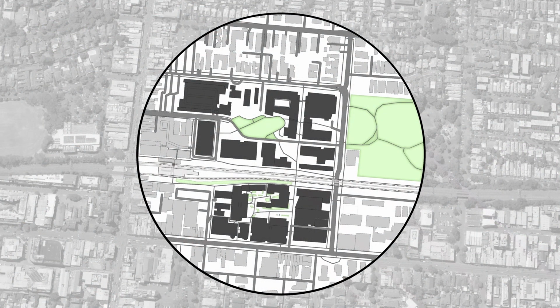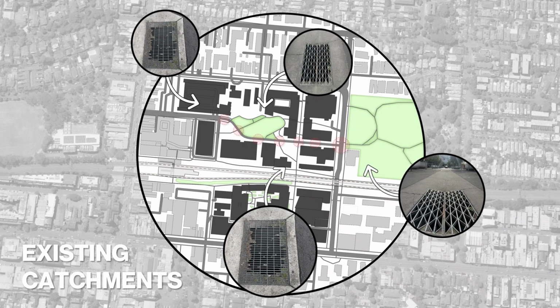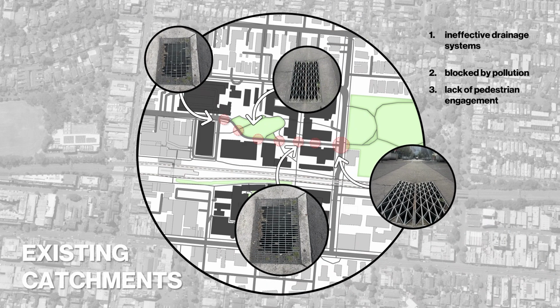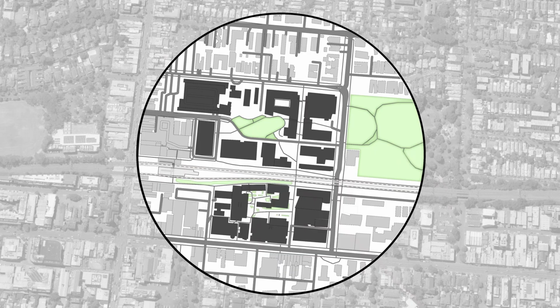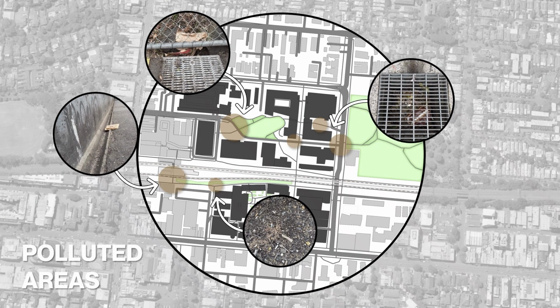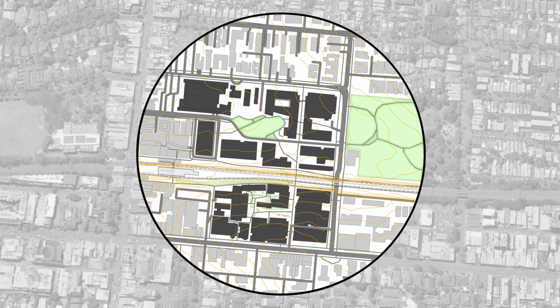Looking more closely at the site conditions, we identified several pool water catchment areas where surface runoff currently pools or drains inefficiently. These are often linked to the polluted zones formed by hardscapes and limited vegetation. Our contour analysis shows the site naturally slopes towards the east side of campus. This existing gradient provides an opportunity for stormwater to flow and collect naturally, a key driver in positioning our proposed wetland system.